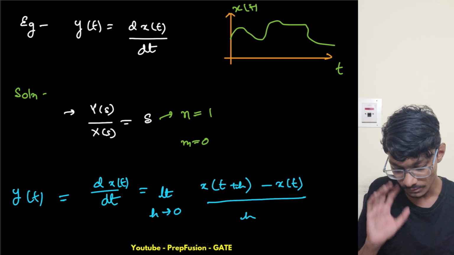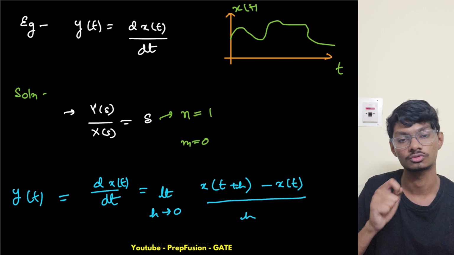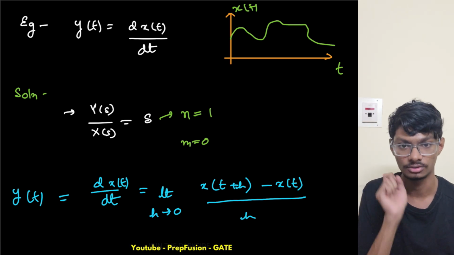Through this you can understand why, for a causal system, the number of zeros should always be less than the number of poles. This thing you have to keep in mind.